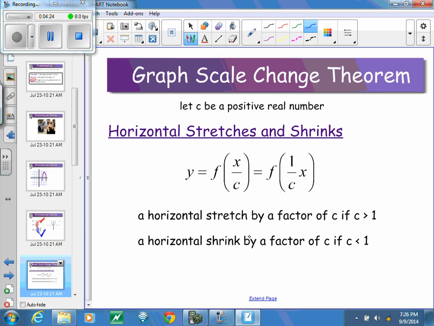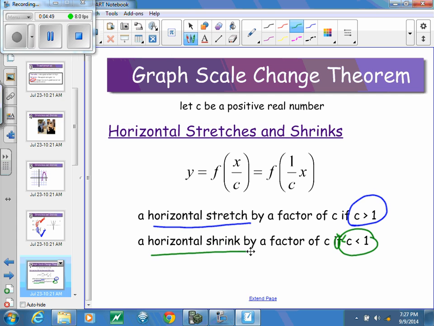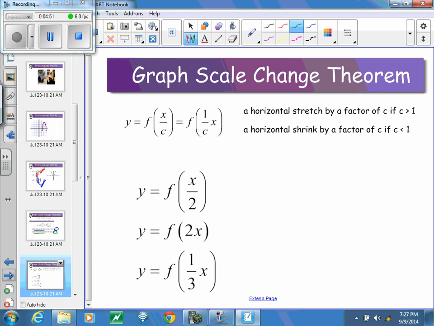So if the value of c is greater than 1, you will have a horizontal stretch. Okay, and I'll go into some examples here in a second. If you have a value of c which is less than 1, but greater than 0, you are going to have a horizontal shrink taking place. So to look at these 2, let's look at some examples to help us out.